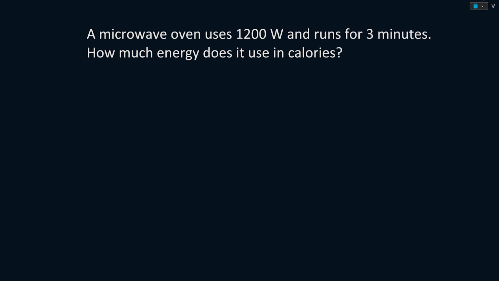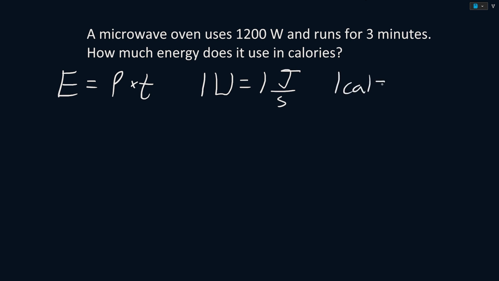A microwave oven uses 1,200 watts and runs for 3 minutes. How much energy does it use in calories? First, we need to understand the relationship between power and energy. Energy is equivalent to power times time. Power is represented in watts, and 1 watt is equivalent to 1 joule per second. We also need to know the conversion factor of calories to joules, which is that 1 calorie is equivalent to 4.184 joules. Also, that 1 minute is equal to 60 seconds.